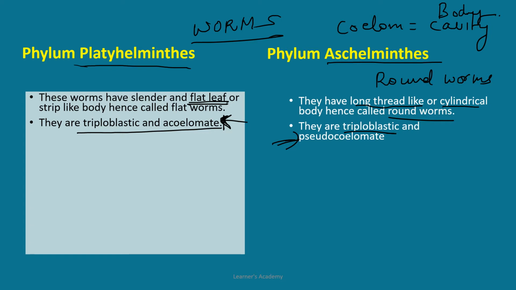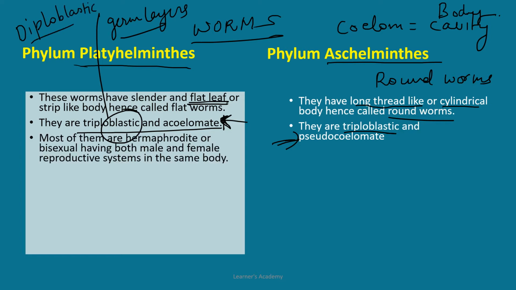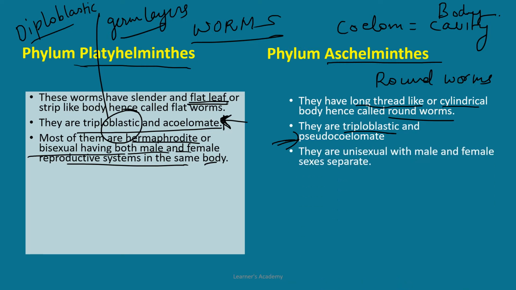But in case you have to give the difference, you can say that they are both triploblastic. And what is the meaning of triploblastic or diploblastic? They are basically germ layers. There are different germ layers present in the body, and if they have three germ layers, they are called triploblastic. If they have two, they are diploblastic. Now, the third point: most Platyhelminthes are hermaphrodite or bisexual, having both male and female reproductive systems in the same body. In case of phylum Aschelminthes, they are unisexual with male and female sexes separate.